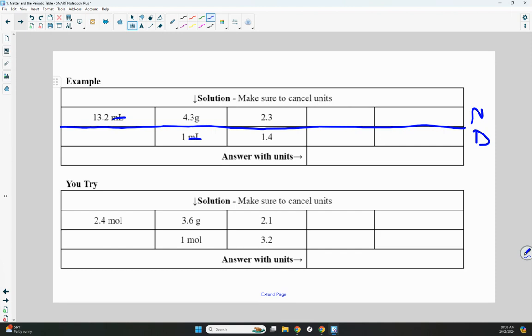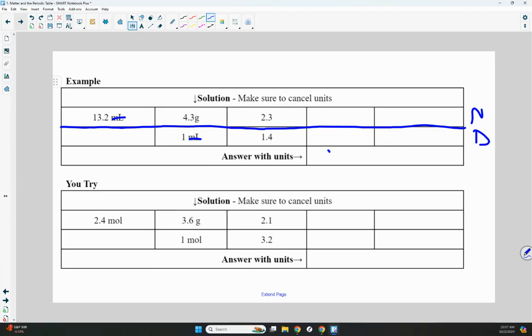Okay, the trickiest part about this, perhaps, is how to put things into your calculator. We're going to start by multiplying everything on top, and then divide by the numbers on the bottom. When you type this into the calculator, it would be exactly like this. You put in 13.2 times 4.3 times 2.3 divided by 1 divided by 1.4, and then enter. Notice I only hit enter at the very end. That saves me from having to round multiple times in the process. So one more time, 13.2 times 4.3 times 2.3 divided by 1 divided by 1.4, enter.